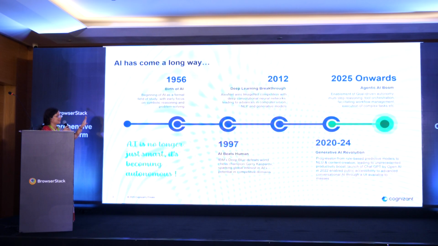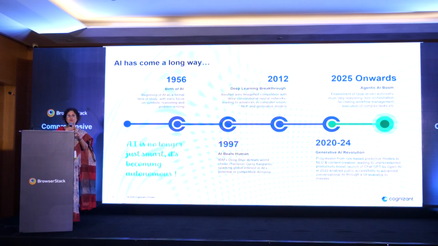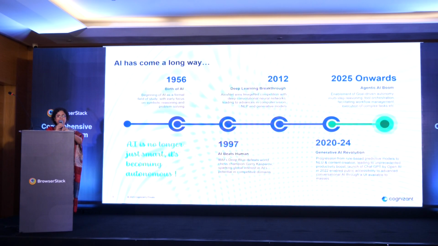Fast forward, I'll not get into every year. In 2022, the next big revolution, generative AI, comes in. OpenAI launches ChatGPT. Today we use Perplexity, but at that time we were all using ChatGPT. We are typing in things and getting fancy pictures, text, everything. So AI started generating. It was a very big revolution in the world of AI.